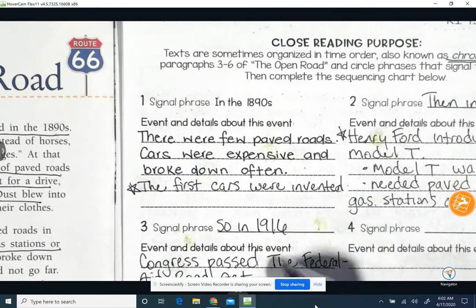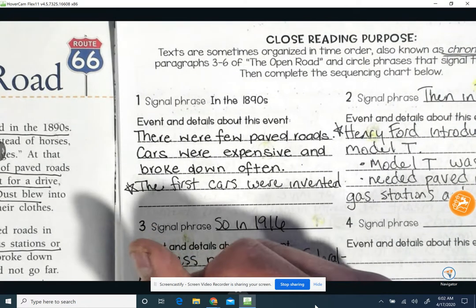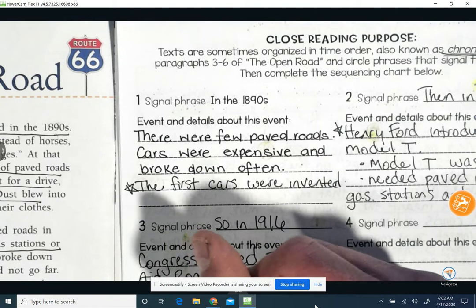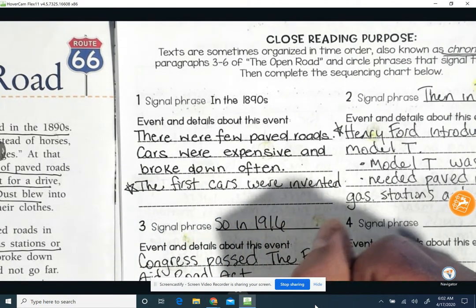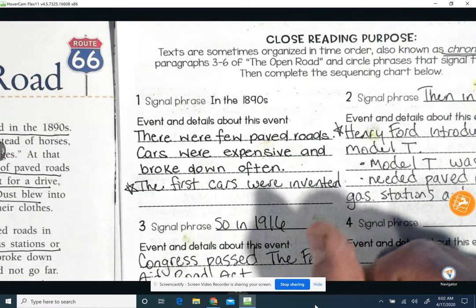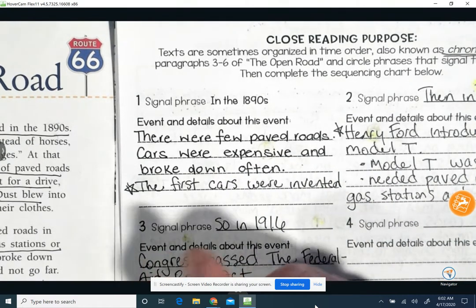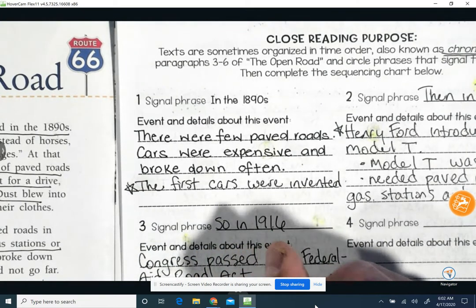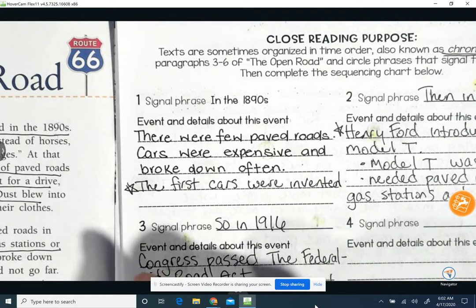So, what details happened because of this Road Act? Well, jobs were created and 2-lane interstate highways were built.